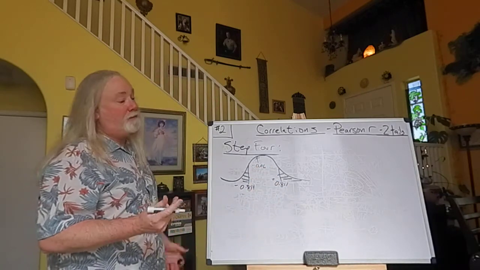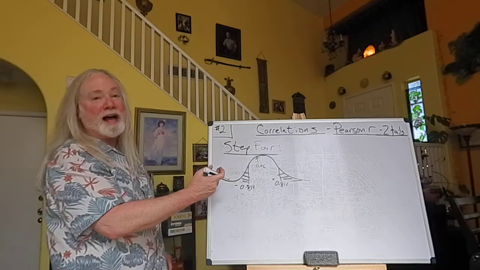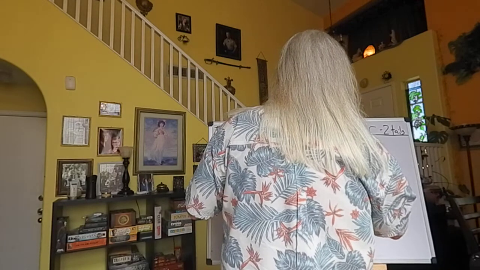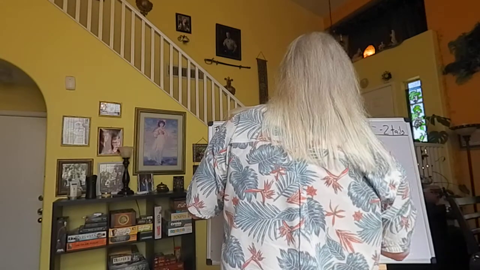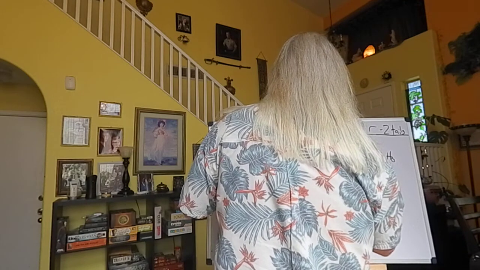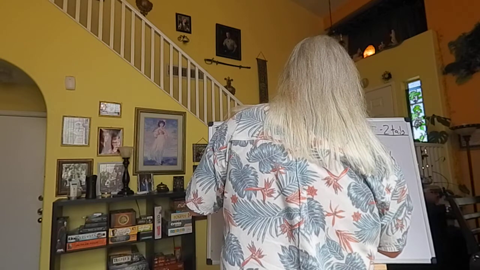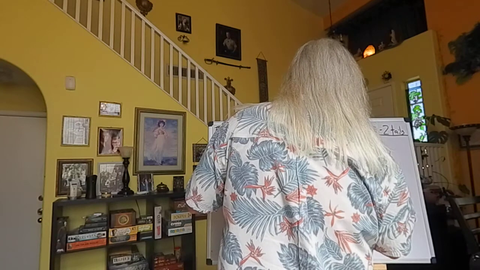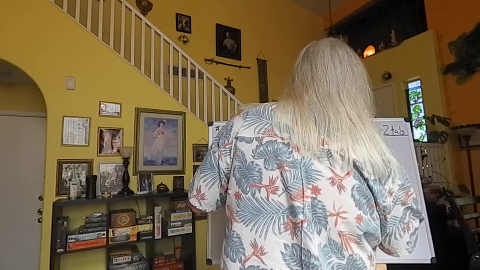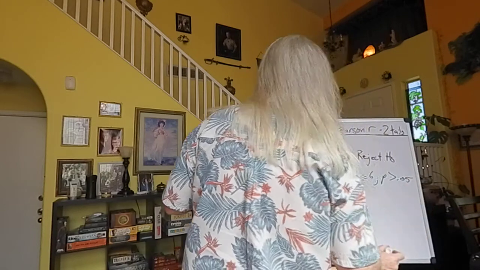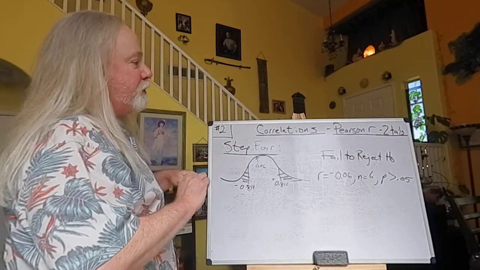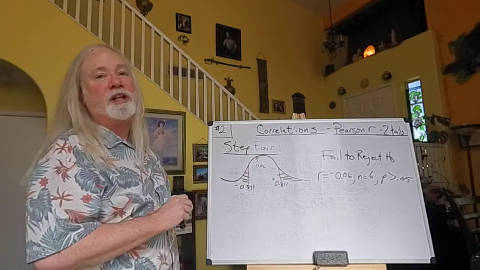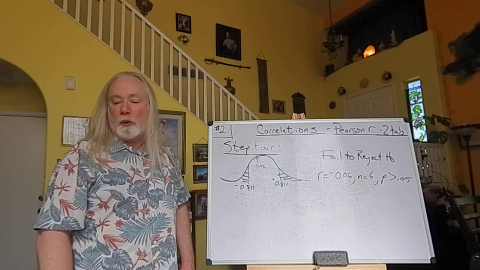So where did we land? Obviously not in the tails. We're almost dead center in the body. So our decision is fail to reject the null hypothesis. We have an R equal to negative 0.06, semicolon, N equals 6, semicolon, P greater than 0.05.